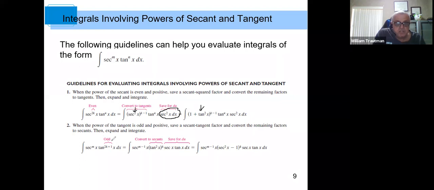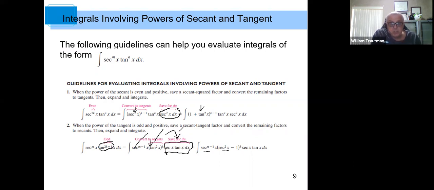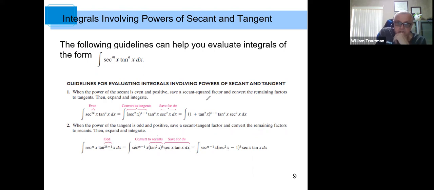Okay, if the power of the tangent is odd and positive, then you're converting that tangent to secant. What they're saying is converting everything to secant, except you're taking a secant tangent out. So one of the secants and one of the tangents are coming out as your du, because the derivative of secant is secant tangent. You can verify these all in your derivative sheet.